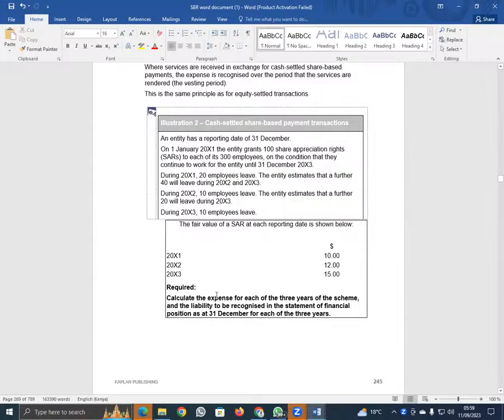So they want us to calculate the expense for each of the 3 years of the scheme and the liability to be recognized in the statement of financial position as at 31st December for each of the 3 years. So basically they want those extracts. Now, ladies and gentlemen, I would want you guys to do me a favor. Just write those 3 years: 2021, 2022, 2023. And then what I would expect you to do for me is just to give me a column for the number of employees to be left in the company. Once you're able to do that, then I know you are a genius.